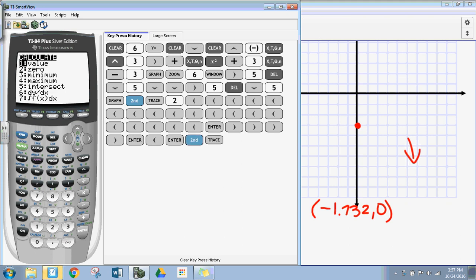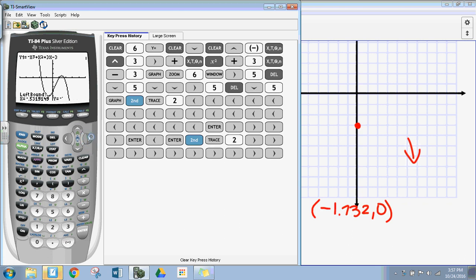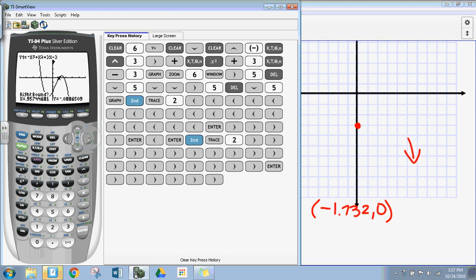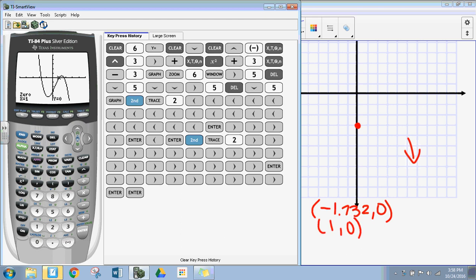So second calc, 0. We're going to go to the left side. We're already on the left side, but I'm just getting this a little bit closer. Then we want to go to the right side, and you want to be careful here. You want to be above the x-axis, and then guess. Okay, so that one was an integer. It was 1, 0, so that's our next point, 1, 0.